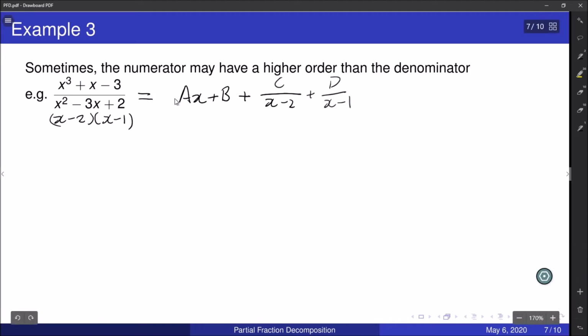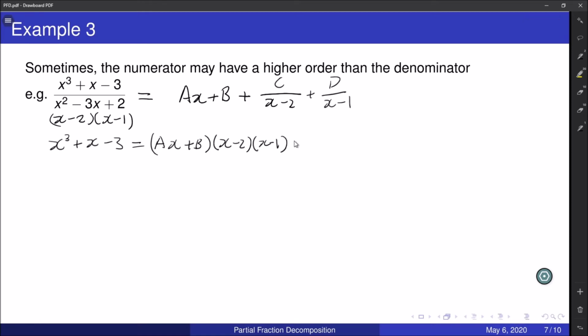And here, once again, we multiply everything by the denominator to go forward. Equals ax plus b times x minus 2, x minus 1, and then plus, x minus 2 cancels out, so it's c times x minus 1, and then plus d times x minus 2.